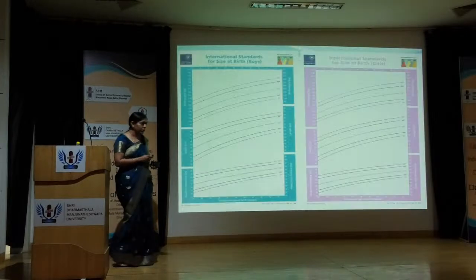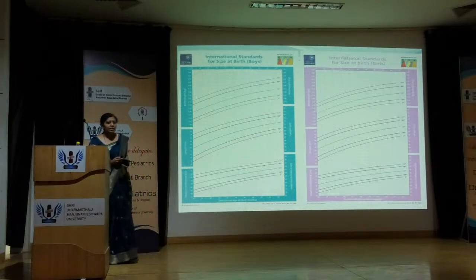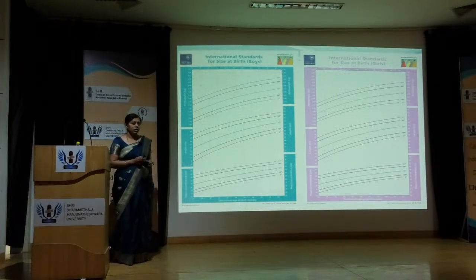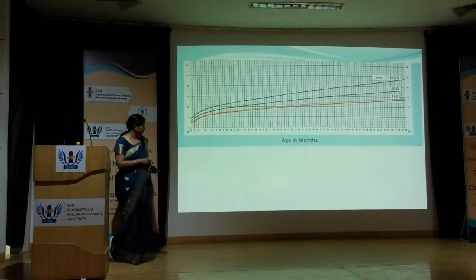So going individually to each one, this is the Intergrowth chart. People are using even Fenton growth charts for the newborn. So we can use even Intergrowth standards, because these are standards. Okay.